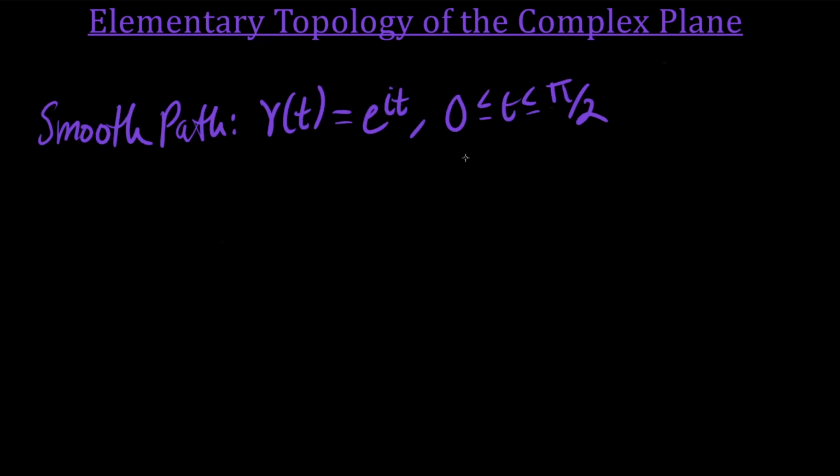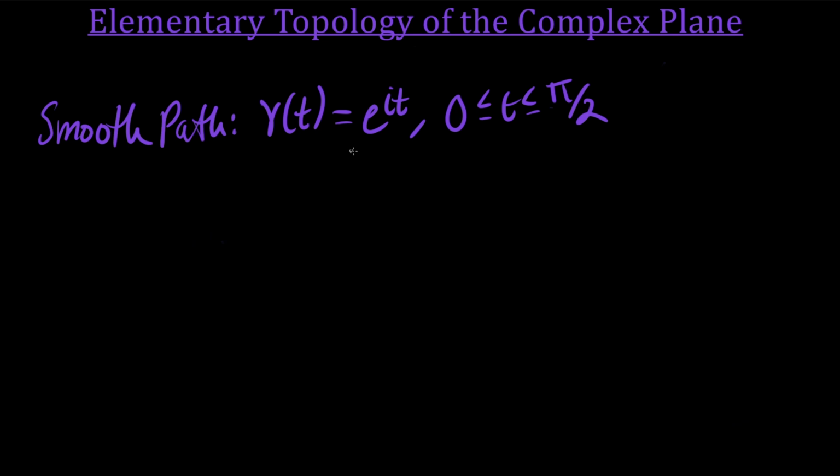Alright, just to give you guys a quick example of a path that is smooth, the path gamma of t equals e to the power it, where t runs from 0 to pi over 2, is a smooth path. And I'll leave the verification of that up to you guys. And so what you have to do to verify this is show that gamma is differentiable on this interval, and then show that gamma's derivative is continuous and non-zero on this interval.